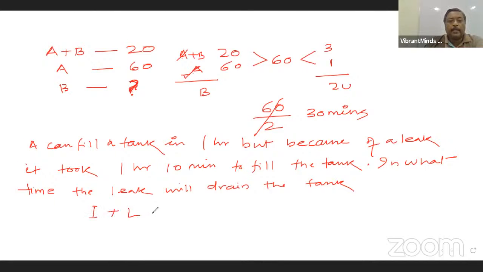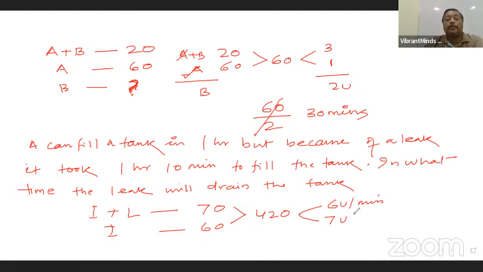Again, inlet plus leakage can fill it in 70 minutes. Inlet alone can fill it in 60 minutes. 70 or 60, LCM is 420. Inlet and leakage 6 units per minute. But inlet can be 7 units per minute. If I subtract, what will I get? Leakage is draining 1 unit per minute.